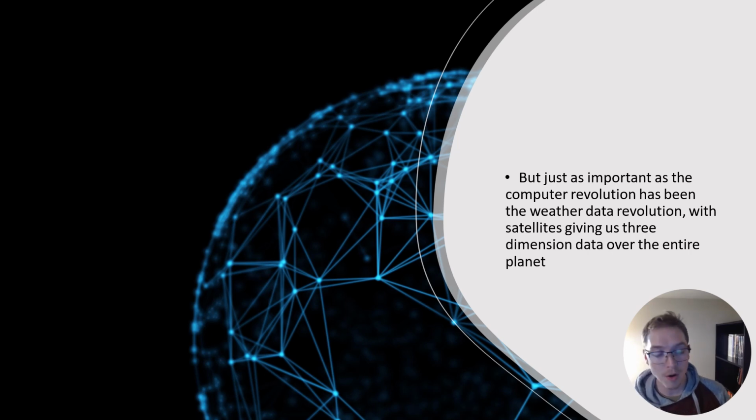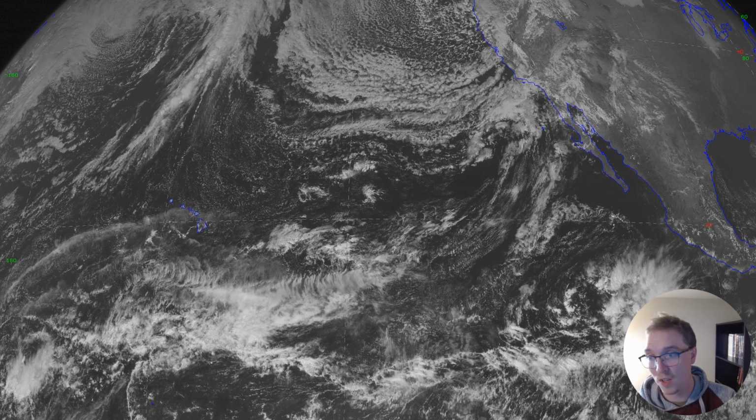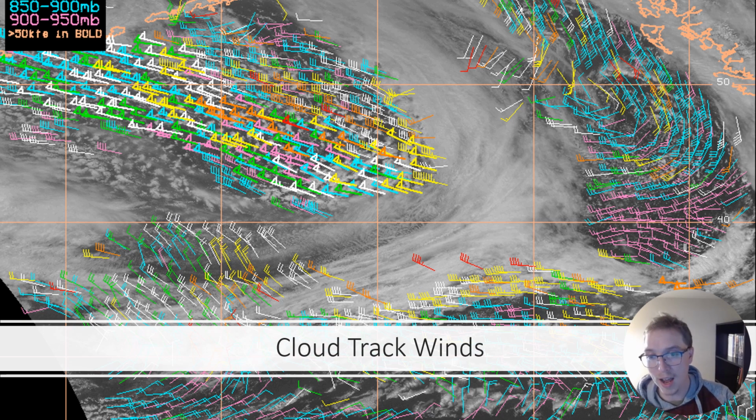But just as important as this computer revolution has been, the weather data revolution, with satellite imagery, for example, or satellite sensors, allow us to basically look at three-dimensional data over the entire planet, sometimes multiple times a day, depending on the satellite that's being used. This is an example from one of those satellites. We're looking at moisture content here, or cloud distribution. So we're able to track moisture across the planet. We're able to look at cloud movement and use that to track winds.